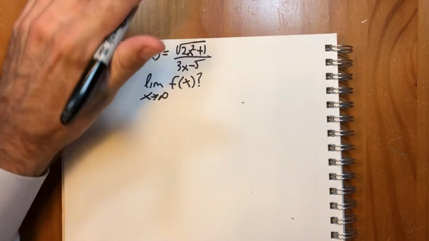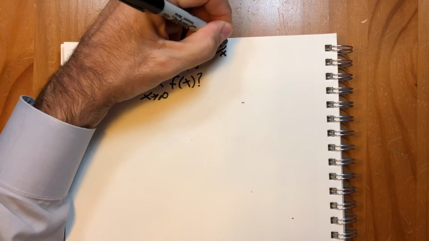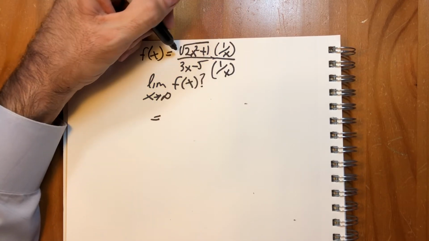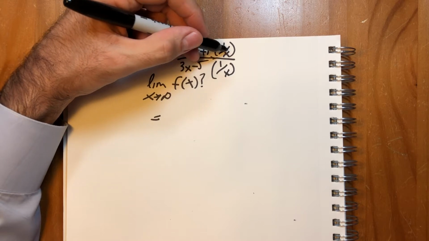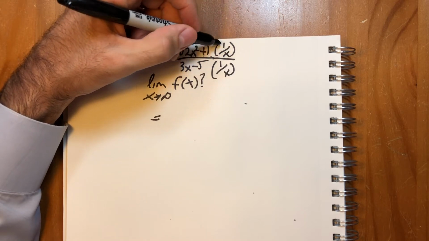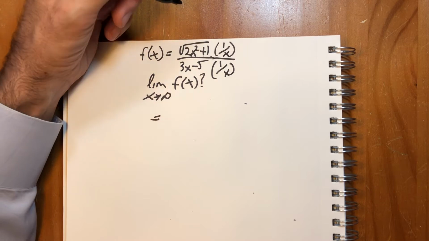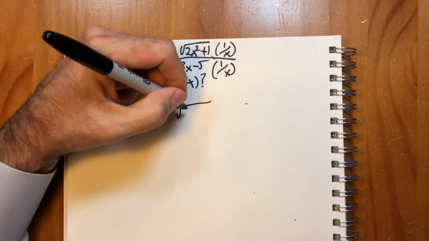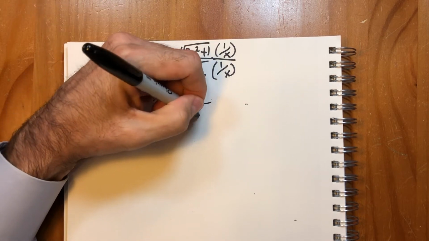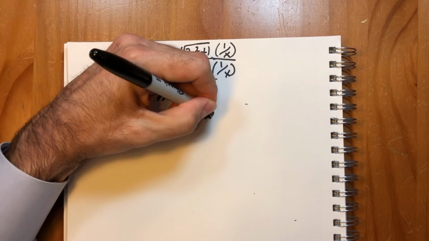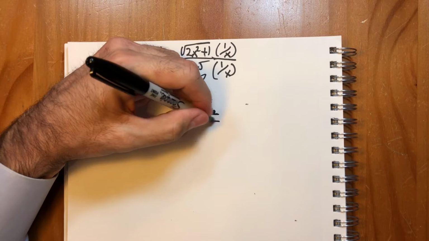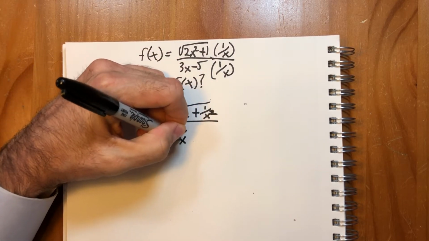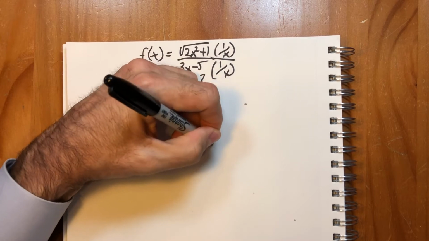So if we multiply the top and the bottom by 1 over x, multiplying this radical by 1 over x is the same thing as the square root of 1 over x squared. That takes the x squared inside here, so we end up with the square root of 2 plus 1 over x squared.